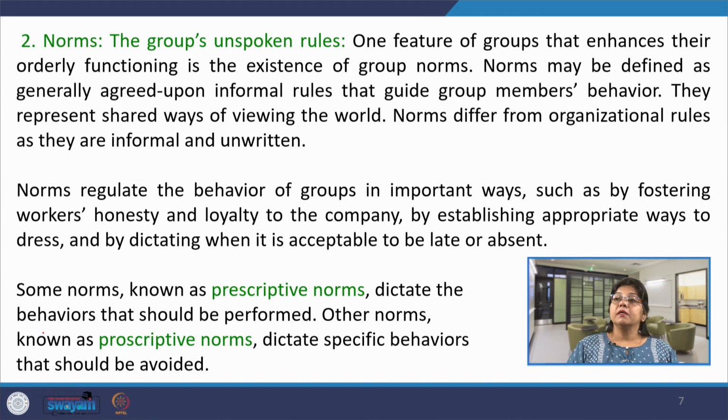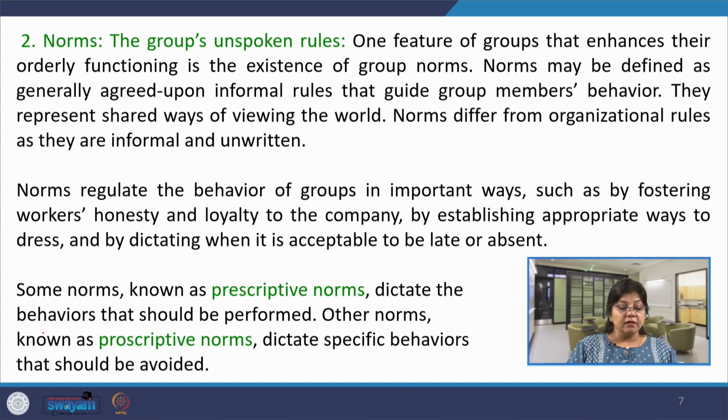So, norms basically regulate the behavior of groups in many ways, for example, fostering workers' honesty and loyalty. The more you report to the office on time, the more you reflect honesty and integrity, and there is more loyalty towards the organization. The more you help your co-workers in completing the task, the more you are considered to have a sense of harmony that contributes to the development of the group. So, establishing such behaviors, maybe small behavioral expectations which are unwritten and unspoken, will only lead to the development of the group. But at the same time, norms are also of two types, prescriptive and proscriptive.